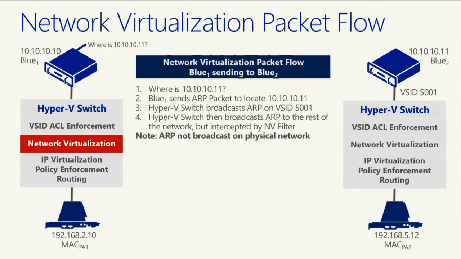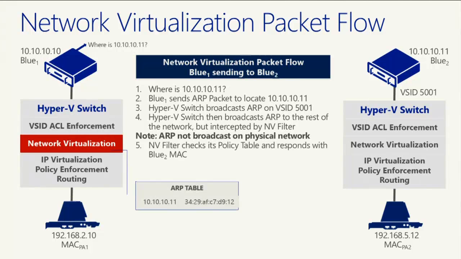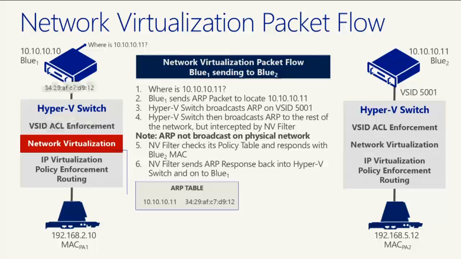I know you want to send a packet somewhere. I need to figure out where this 10.10.10.11 is. So I'm going to check my policy table that VMM has provided me. And from that, I know where the VM is, I know its virtual MAC address, so it provides that back into the VM. So now the VM has got all the information it needs to send its packet to Blue 2.